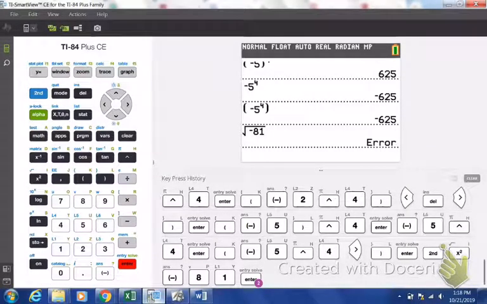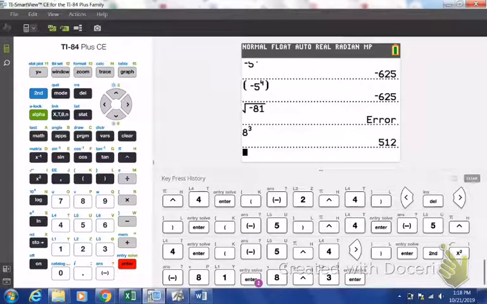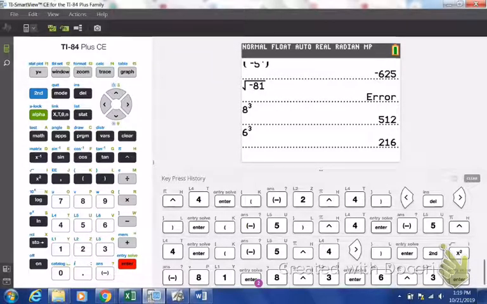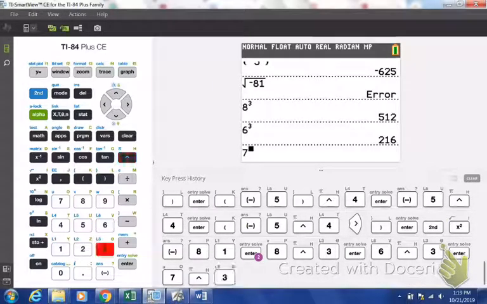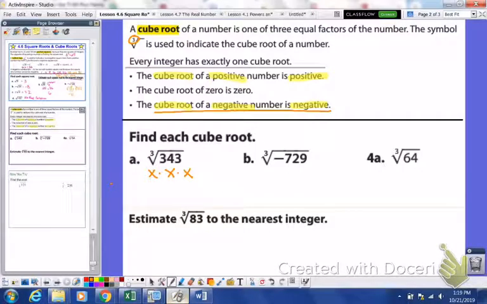343 is kind of a large number, so I'm going to start with 8. 8 to the third power would give us 512, so a little too high. Next I want to try 6. 6 to the third power is 216, so now we're a little too low. Right in the middle, 7 to the third power: 7 times 7 times 7 is 343. So the cube root of 343 is 7.